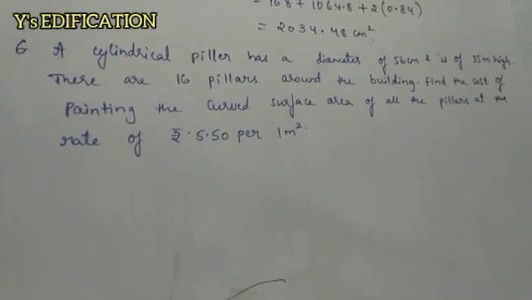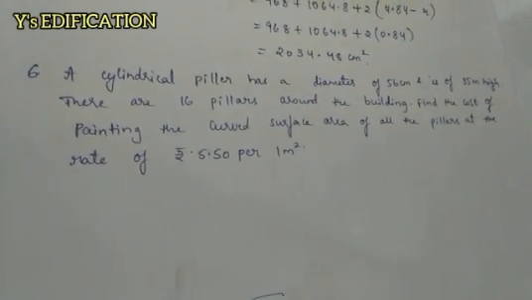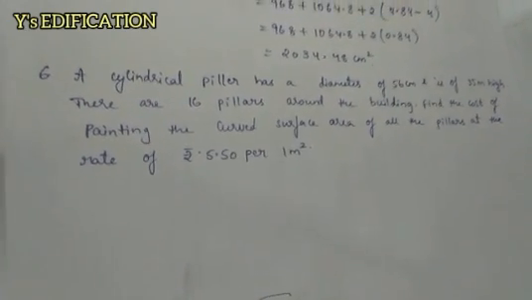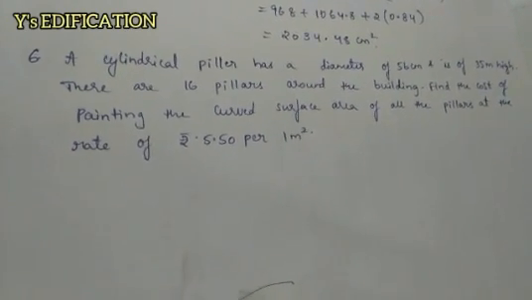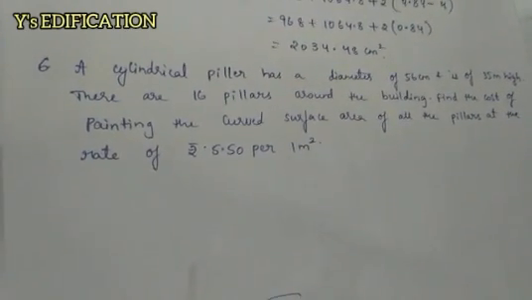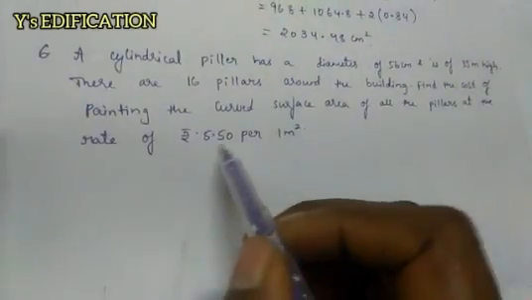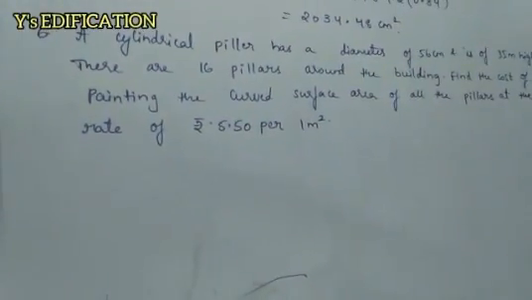So what is given in the question? There are 16 pillars in a building. So each pillar is of a diameter 56 centimeters and its height is 35 meters. Okay. So we have to find the cost of all the 16 pillars. Okay. If 1 meter square is 5.50 rupees. Okay. So first write down the given data.